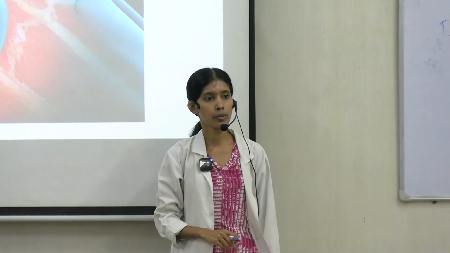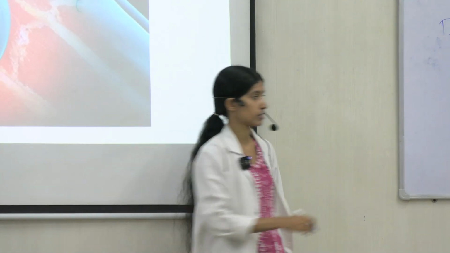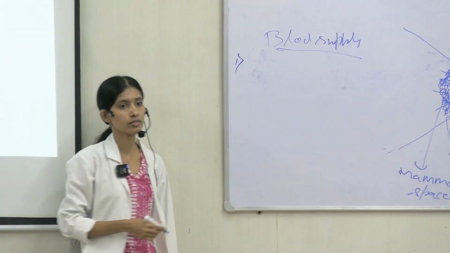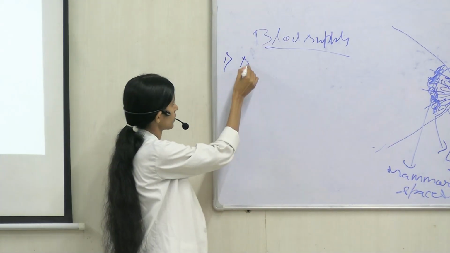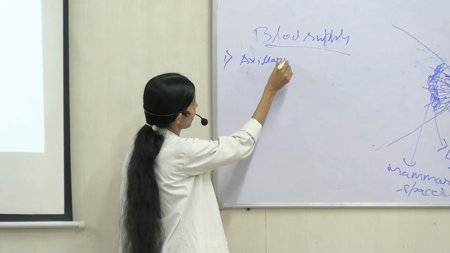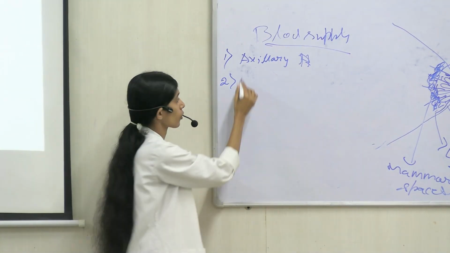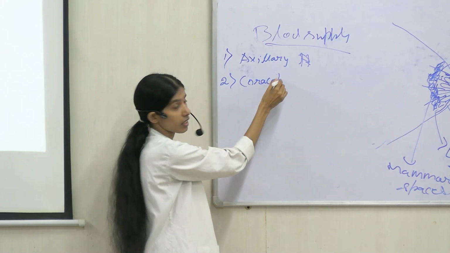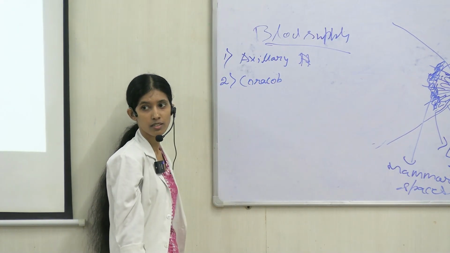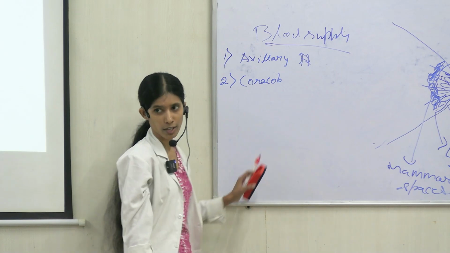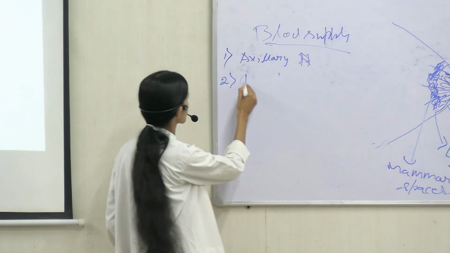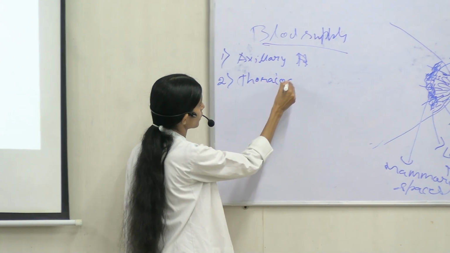Blood supply of the mammary gland. How many important arteries are there here in the mammary gland? 3 arteries. Okay. First one, axillary artery. Axillary artery followed by coracobrachialis, thoracoacromial. Thoracoacromial.